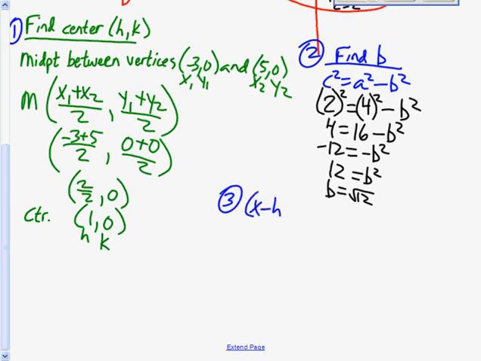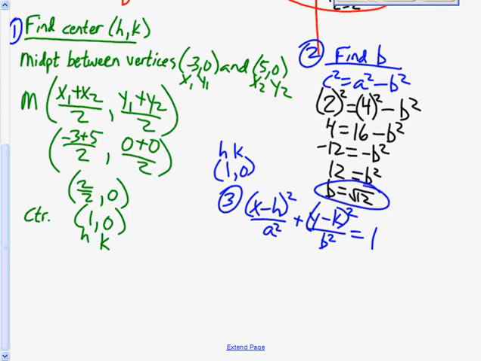(x − h)² over a² plus (y − k)² over b² equals 1. And let's plug in. We know h, k: 1, 0 is our h and our k. We also know b is root 12, and we also know our a was 4. Okay, we know those three things, and that's all we need.